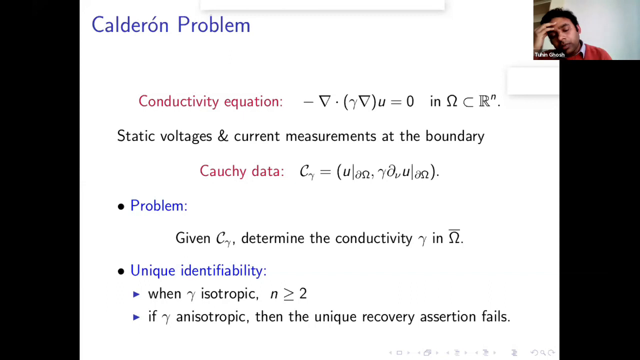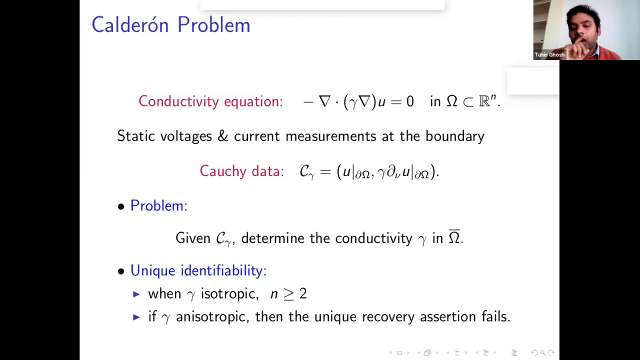If gamma is an isotropic matrix, or a scalar function, of course positive and so on, then there are three cases I just want to mention. For n equals 1, it fails. In one dimension, you cannot do anything, because you have very little information. You have just 2 points, and on those points you have just 4 data. From there, you cannot track anything about the interval where gamma is defined. So in one dimension, it fails.